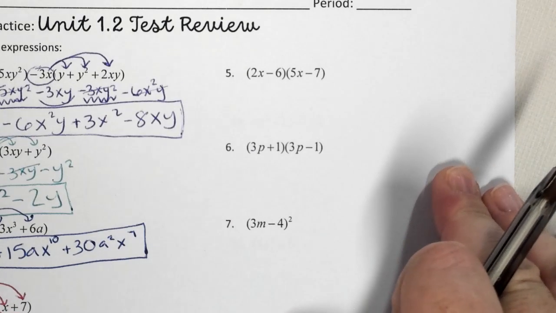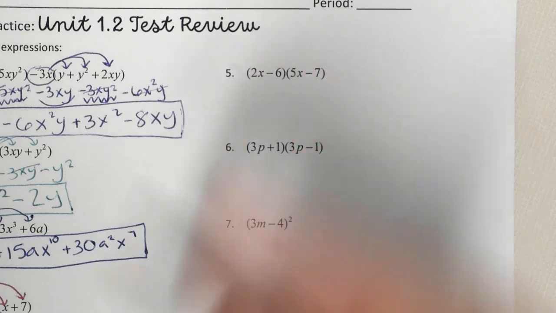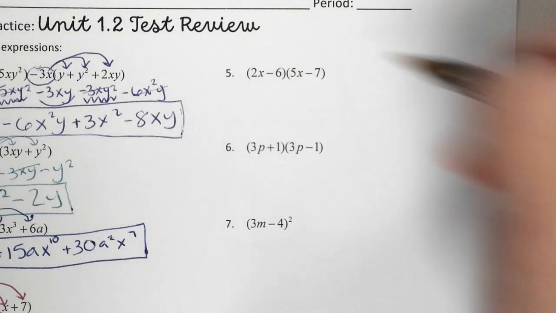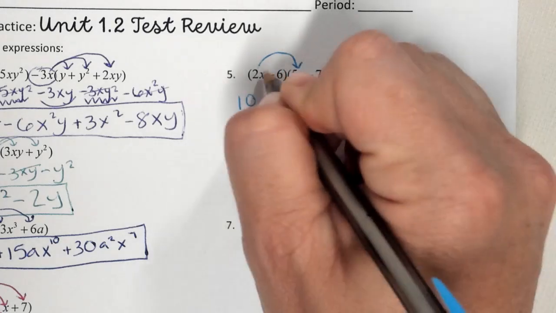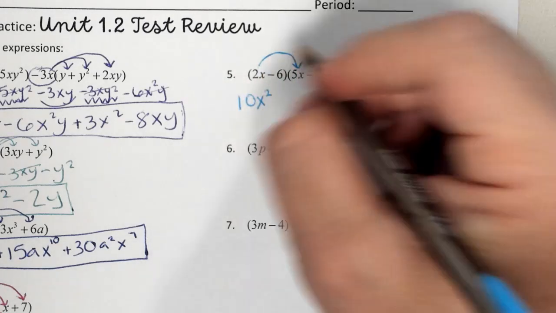Okay, let's look at number 5. Now, this time there is nothing in between, so we are just double distributing. So 2x times 5x, well 2 times 5 is 10, x times x is x squared.